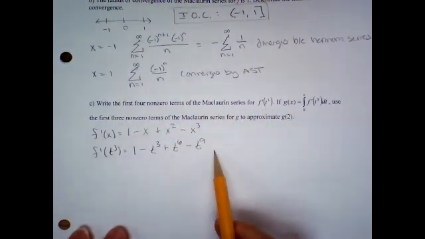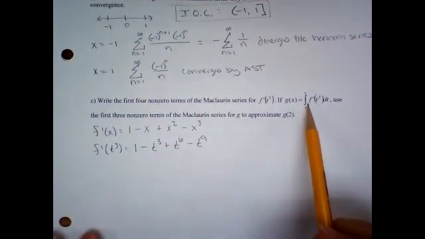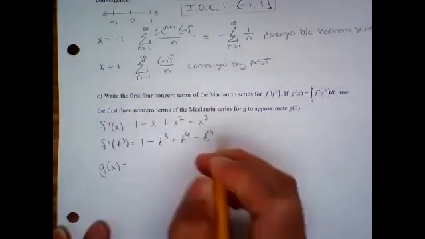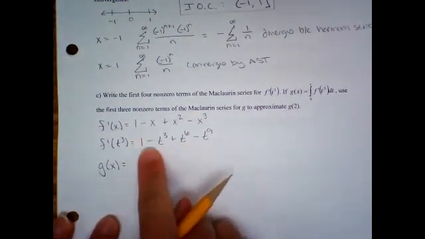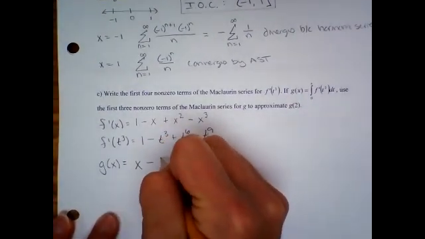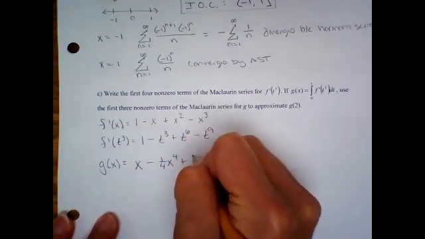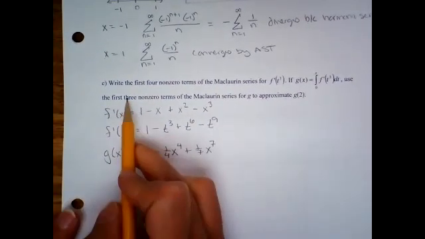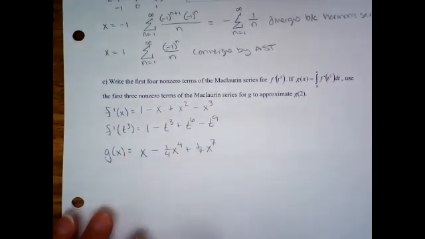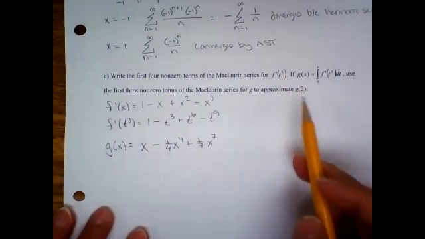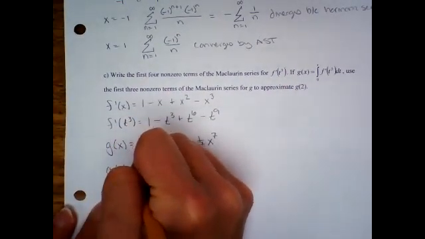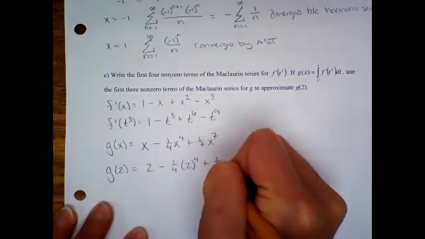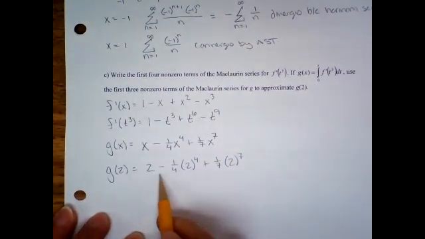Write out the first 4 non-zero terms of that. So g of x is the integral of that. So to get g of x, we're going to do the antiderivative of what we have right here. So that'll be x minus 1/4 x to the 4th plus 1/7 x to the 7th. And actually, I think it just said the first 3. You could keep going if you want, but it just said the first 3 non-zero terms for that one to approximate g of 2. So we're just going to plug in 2, and you don't have to simplify this one down. So that would be that approximation.